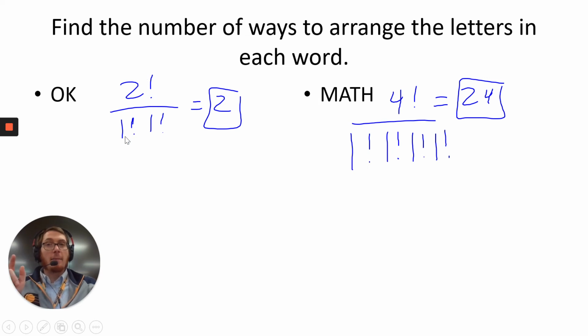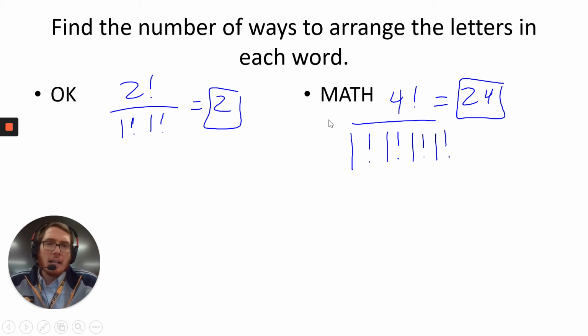Then I just look at how many versions of each letter there are. For the letter O, there's 1, so that's 1 factorial. For the letter K, there's 1, so that's 1 factorial. And 2 factorial is 2 times 1, which is 2. Divided by 1 isn't going to do anything. And what you'll notice is when we get further along, I probably won't be showing the 1 factorials very often as I'm looking at those scenarios.